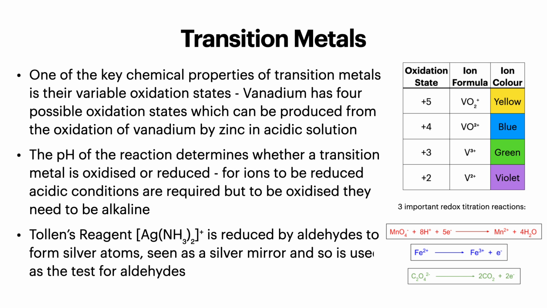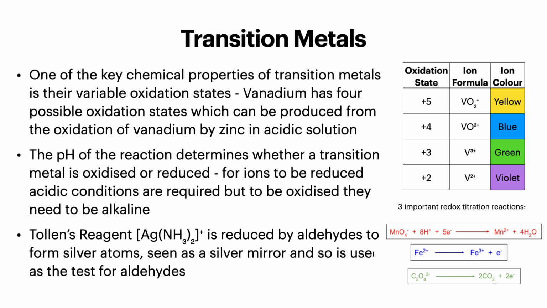Then following from that, one of the key chemical properties of transition metals is their variable oxidation states. So vanadium has 4 possible oxidation states, which can be produced from the oxidation of vanadium by zinc in acidic solution. So you can see here in the right-hand table exactly what oxidation state it is, the actual formula of this, and also what colour it would produce. So oxidation state +5 is yellow, all the way down to +2 is violet.